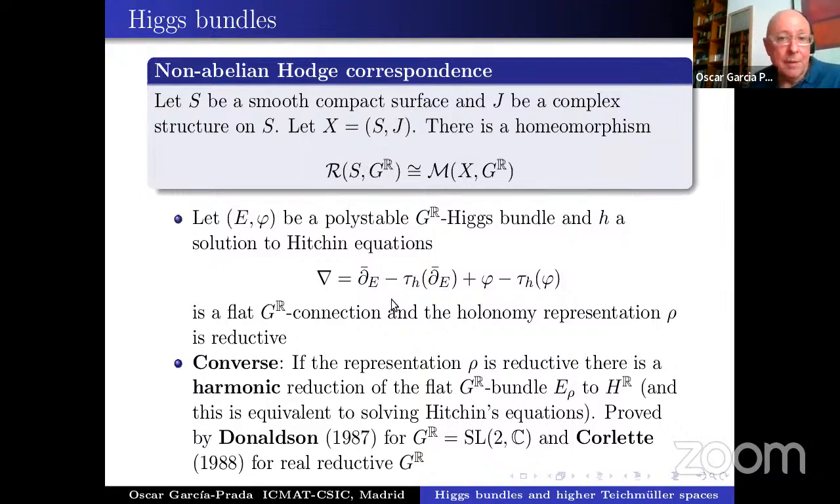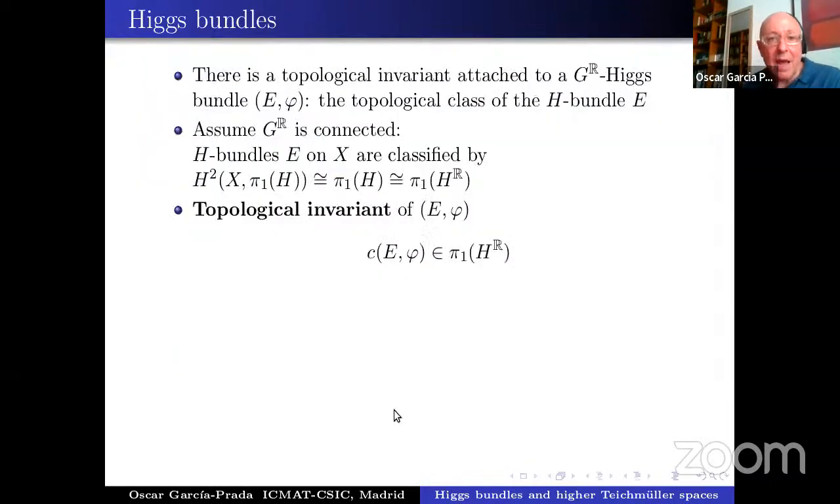So notice that if GR is actually compact, this is just the moduli space of bundles, and this is just the Narasimhan-Seshadri-Ramanathan theorem. But in this non-compact situation, you do need this extra existence theorem, of existence of harmonic metrics, harmonic sections.